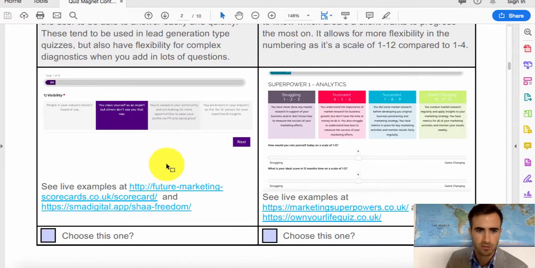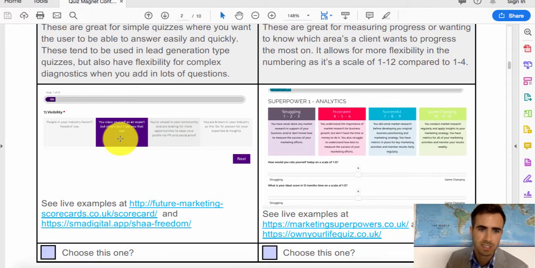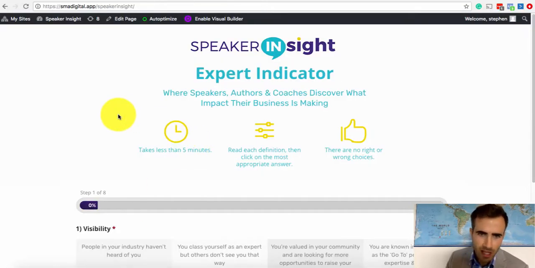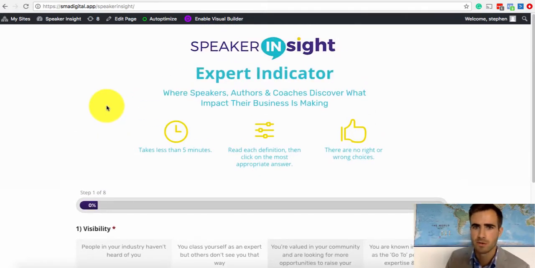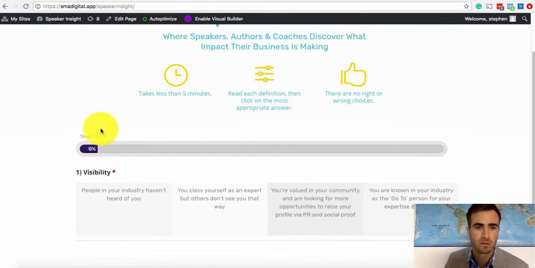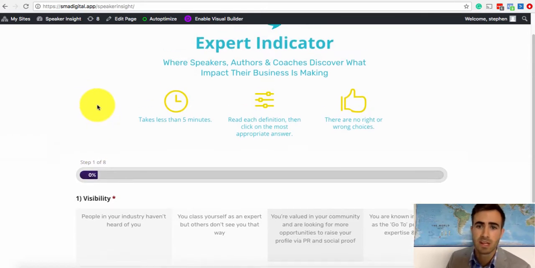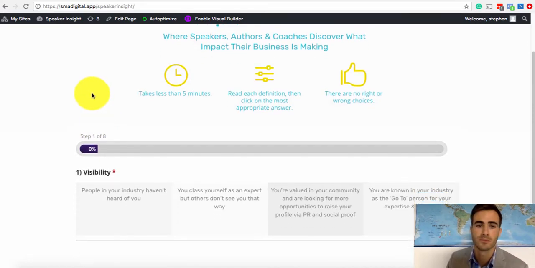So let's have a look at the two different ones. The first one here is obviously the single click answer. And I've got a couple of examples here. One here is from Speaker Insight. They call it the Expert Indicator, which is a really cool quiz that you go through and you get to figure out how much of an expert you are and which areas you want to sort of improve on.